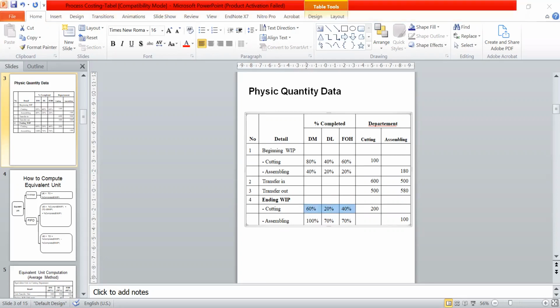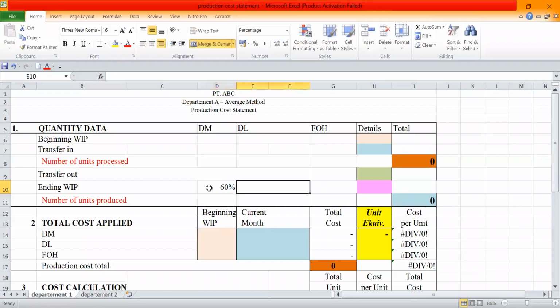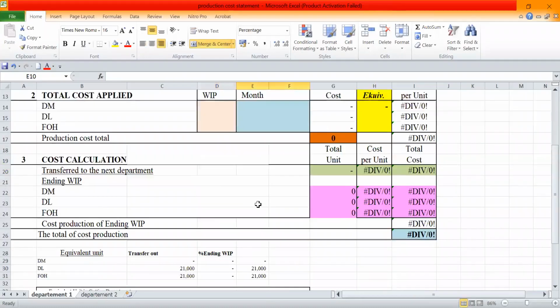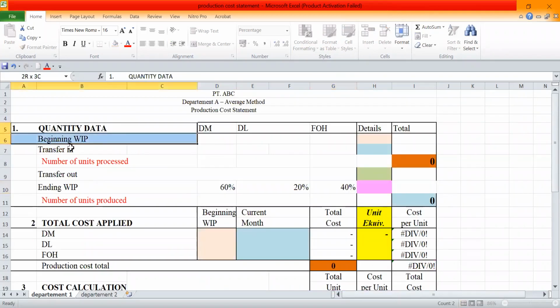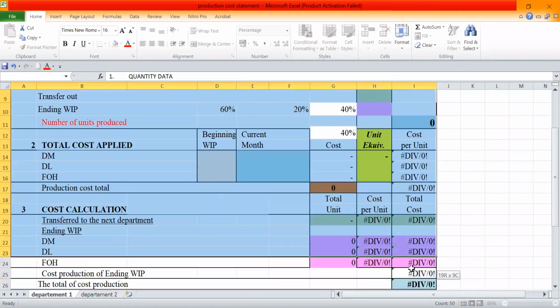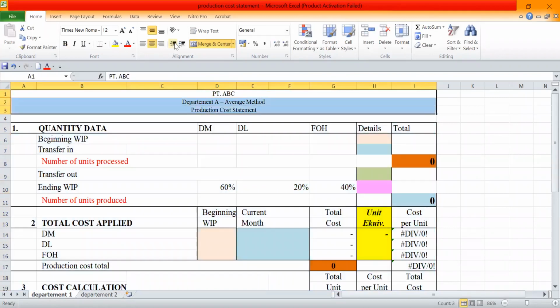60, 20, and 40 for the ending work in process. 60, 40, and 20. Okay, don't forget, before you input the main information on these three parts, to explain the title of the statement.